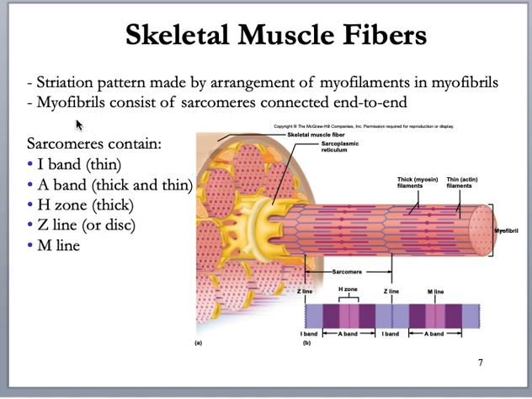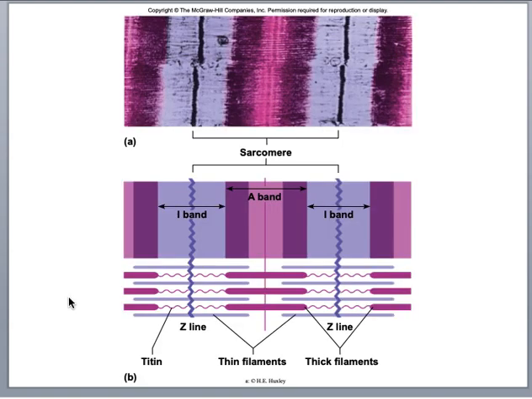So myofibrils consist of sarcomeres that are connected end to end. So this unit right here, remember sarcomeres are the functional unit of these myofibrils. This is a sarcomere, this is a sarcomere. So let me define a sarcomere a little bit better and the components of a sarcomere. Okay, so remember thick myofilaments are myosin, and thin myofilaments are actin. Okay, and then sarcomeres contain these structures right here, and I'm going to show you these on the next slide because it's a little easier to see.